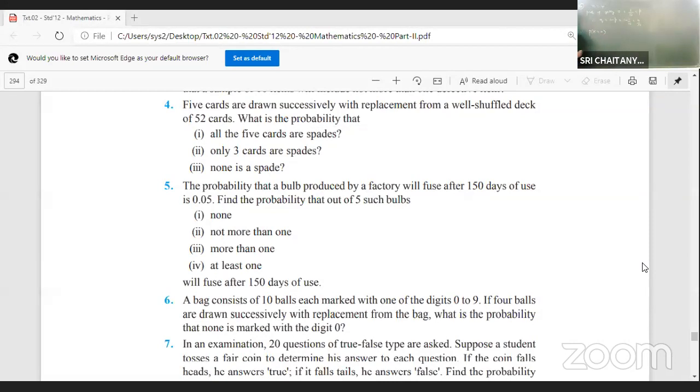P of x equals 0 is equal to 4C0 into q to the power of 4 minus 0 into p to the power of 0, which is 4C0 value 1, into 9 by 10 to the power of 4. Answer. Copy this one. This is for 5 marks.